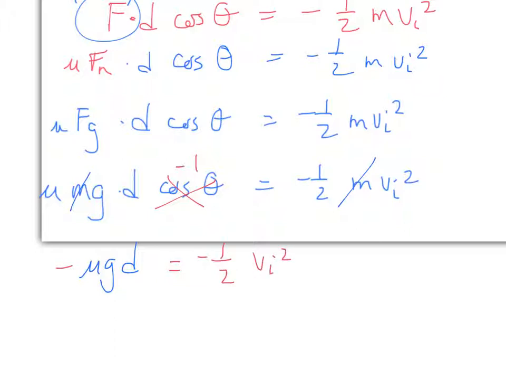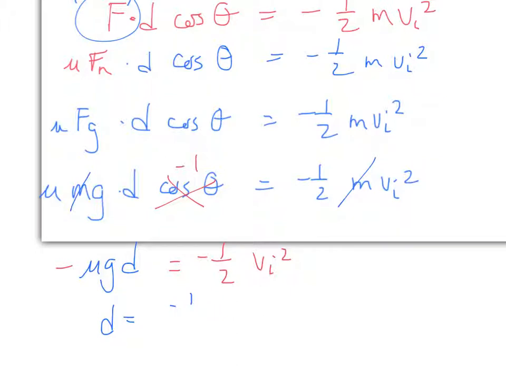All right? So notice what I did there. I simply replaced cosine of theta with a -1. So it's -1 times mu gd. So I write it as negative mu gd equals -1/2 vi squared. What am I solving for again? So the negatives cancel on both sides, and we'll divide by mu g.